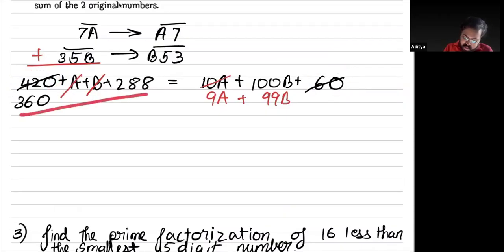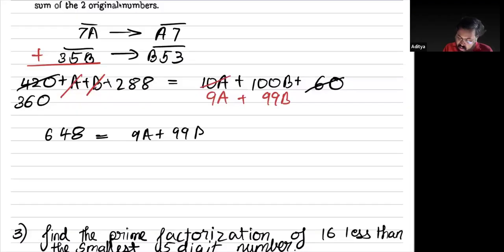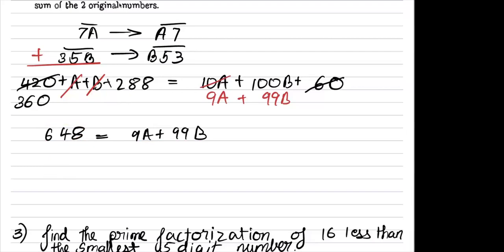Now 360 plus 288 becomes how much? 648. This is equal to 9a plus 99b. So it might feel like it is unsolvable at this point, but you can see there is a factor of 9 common over here, and this number, if you just check once, is divisible by 9.